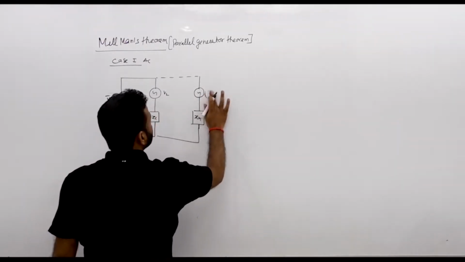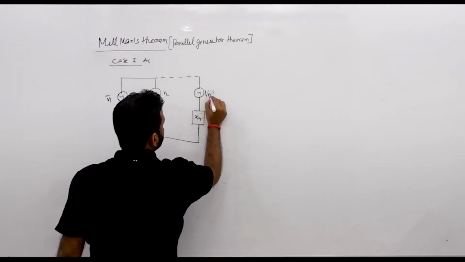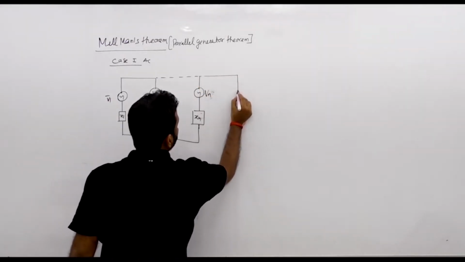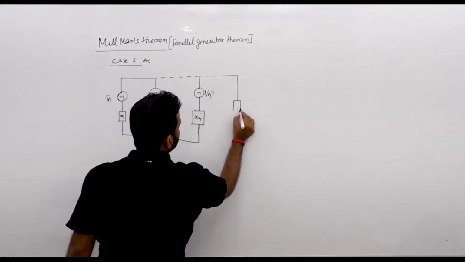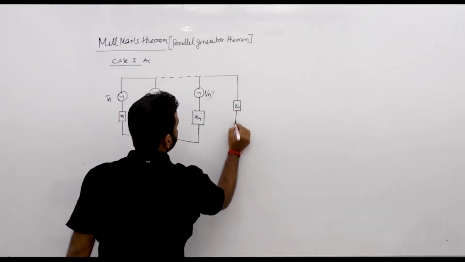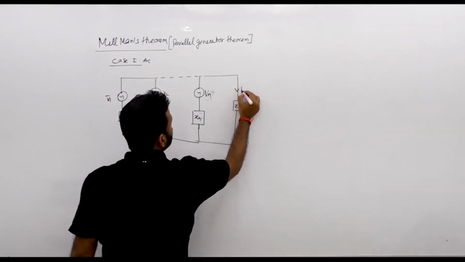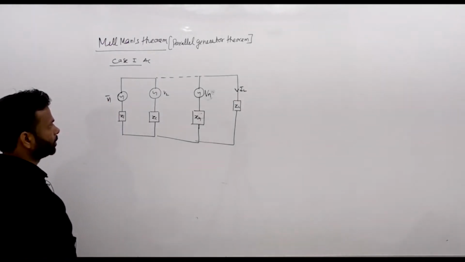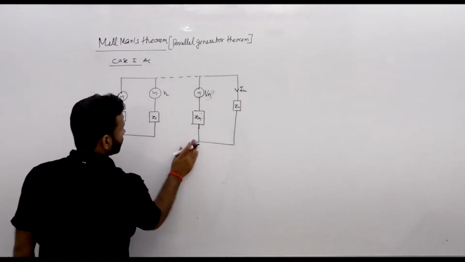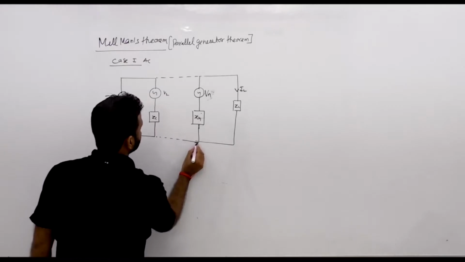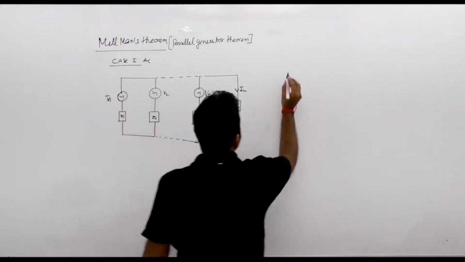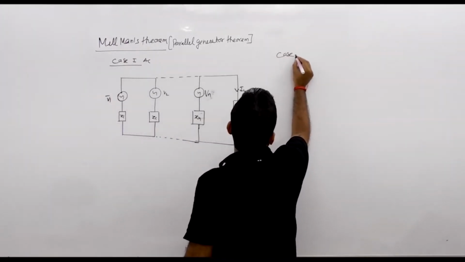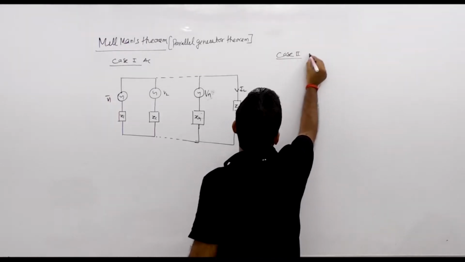Now, and it is your load. It is your load impedance. Okay, so this is your IL. Now, first case I am using for the AC, then I will use for the DC. The case 2 is what? Case second I am using DC.